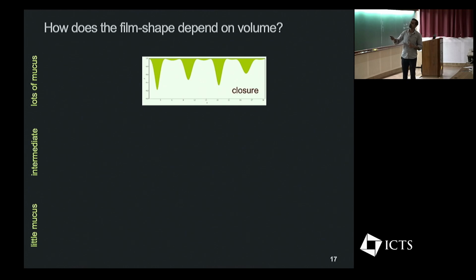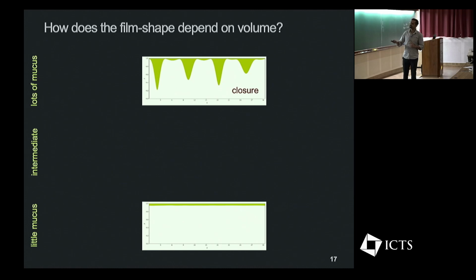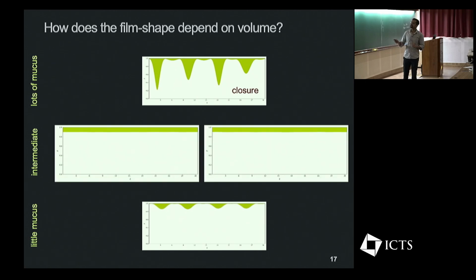Okay, so I've not shown the full thing, but if we continue the simulation, this will simply hit the center line, which means you'll get a liquid bridge. So that's a case that we will not look at here. If you have low amounts of mucus, you get those stable unduloids. But in an intermediate region, things get interesting, as you'll see.